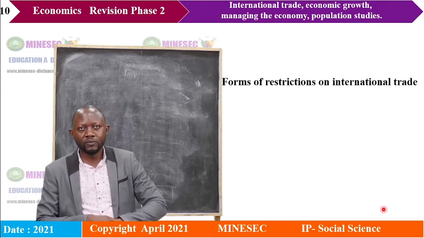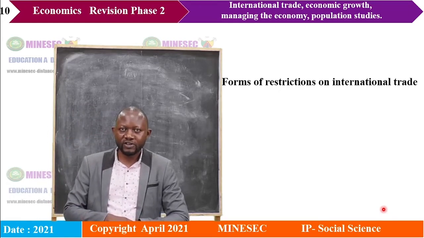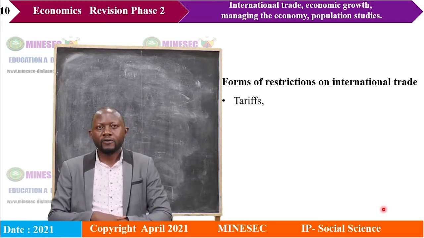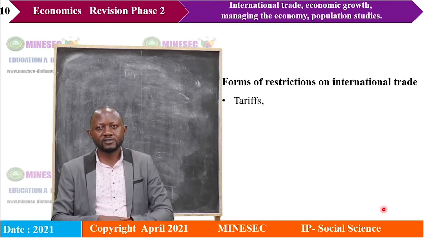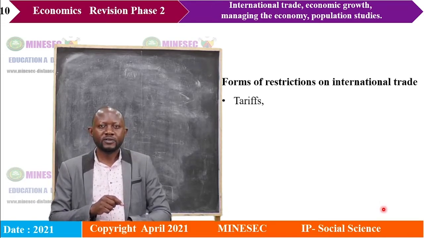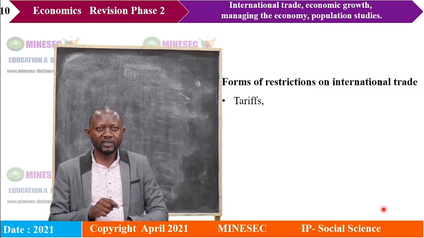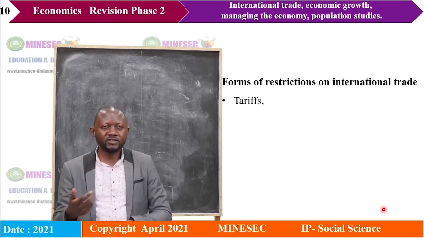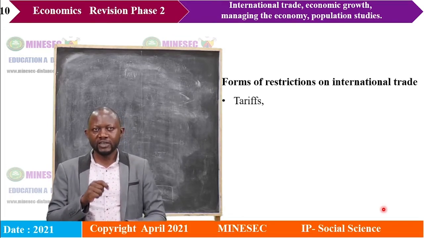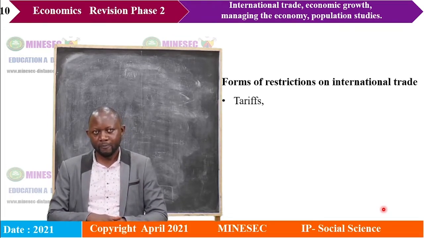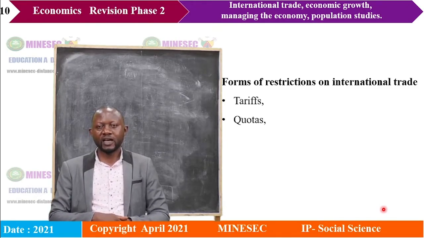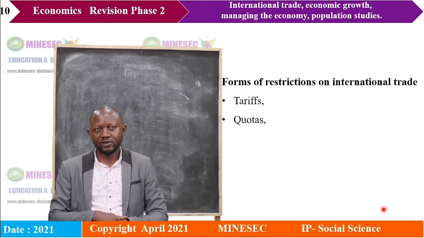Now let's look at the forms of restrictions on international trade. We'll start with tariffs. Tariffs are taxes that are levied on goods entering a country. They can either be ad valorem, that is based on a percentage of the price, the value of the imports, or specific, that is based on the volume or the quantity of the imports. We equally have quotas. These are quantitative restrictions of goods entering a country.